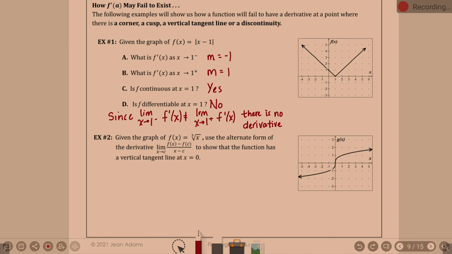Continuity: does the limit from the left equal the limit from the right? Differentiability: does the derivative on the left equal the derivative on the right? Okay?